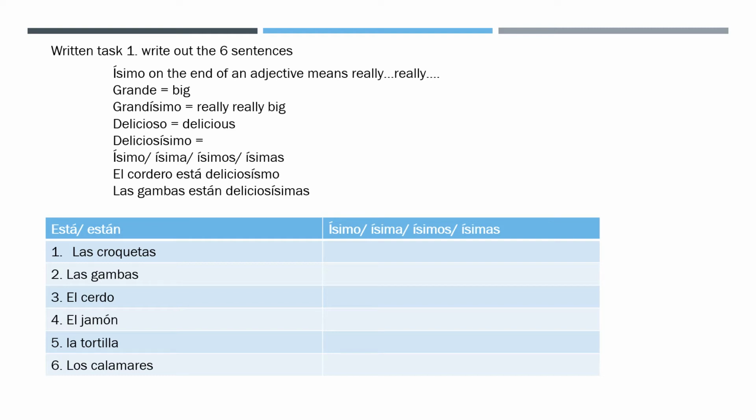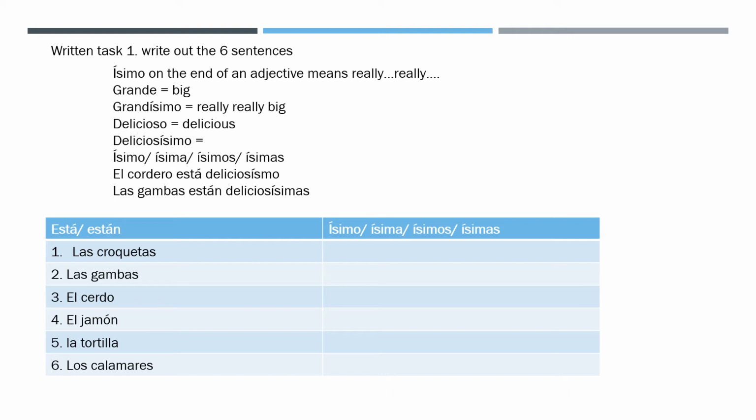It does change the ending. So if you're describing something feminine, not female, something that's feminine in gender, it will be grandísima. And if it's plural, grandísimos or grandísimas. Now you can stick the ísimo onto most adjectives. So let's take the adjective delicious. Delicioso.